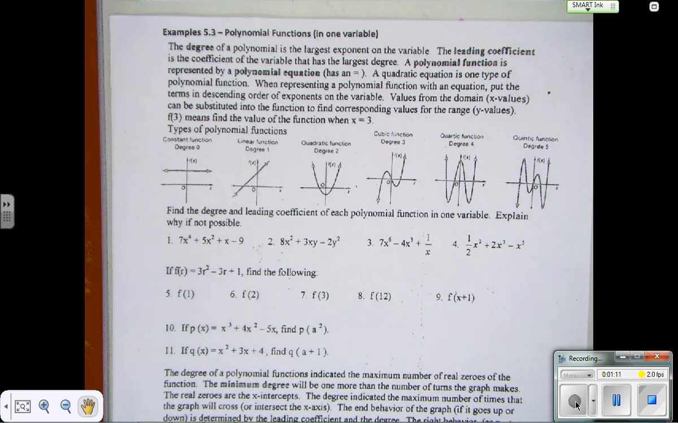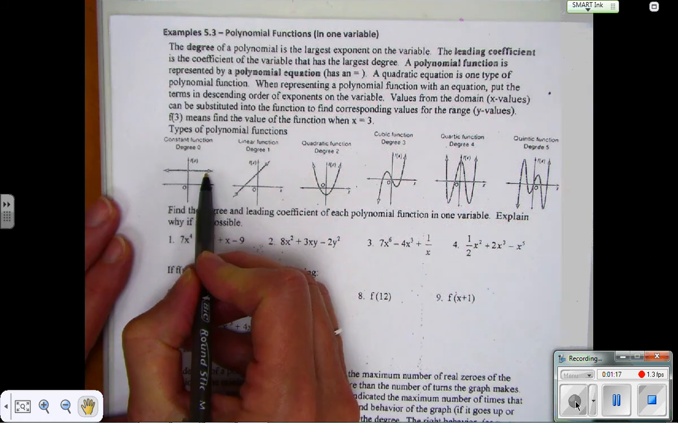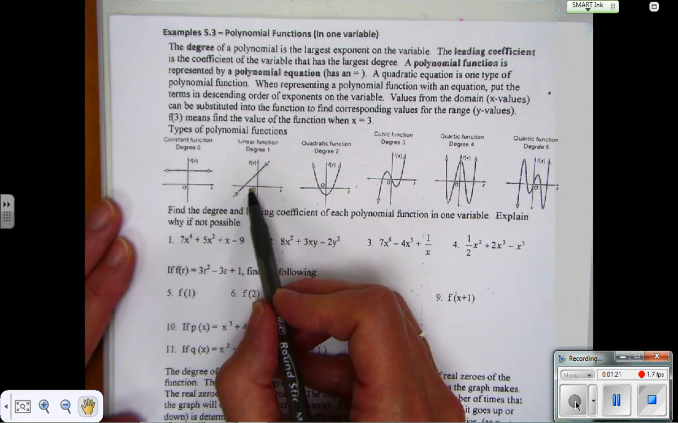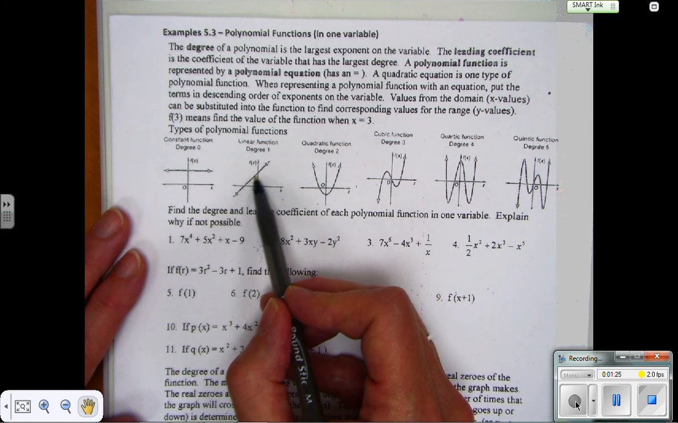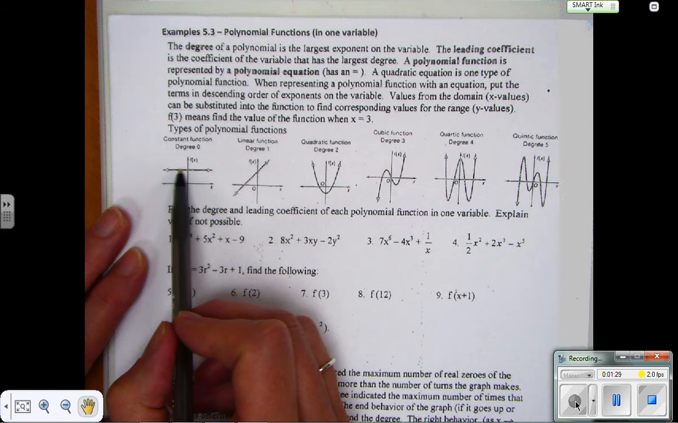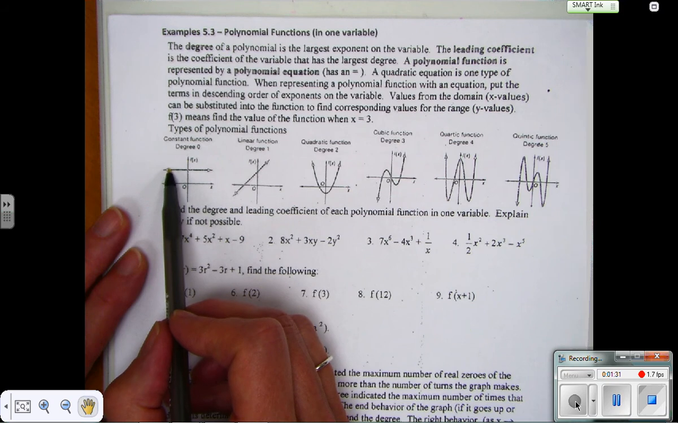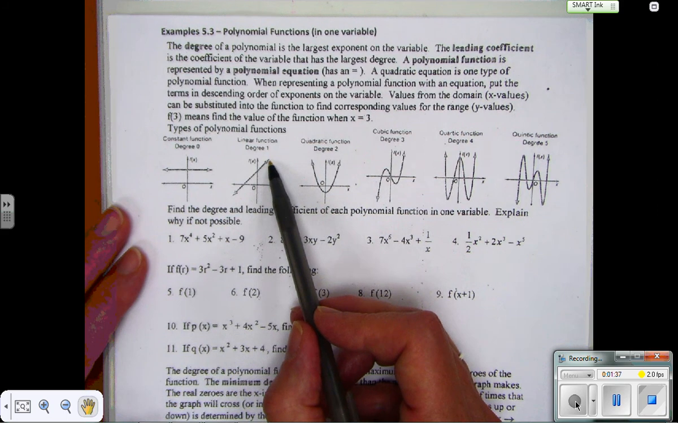You have a constant degree function where y equals some number, so it's always a constant value, it's a horizontal line. Oh, I'm sorry, this constant function has a degree of 0 because it's a constant term. It's a 2 or a 3, it's a number, it's not a variable. Okay, linear function has a degree of 1 because it's x to the first power.